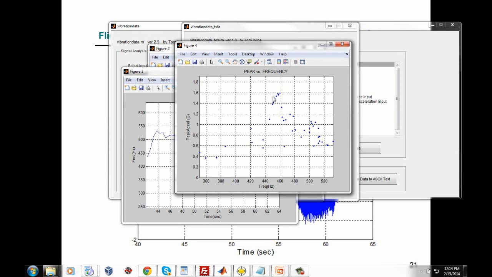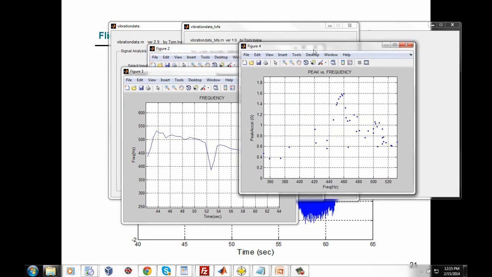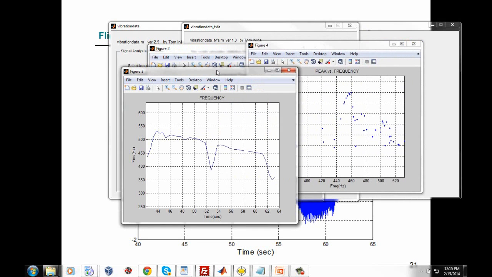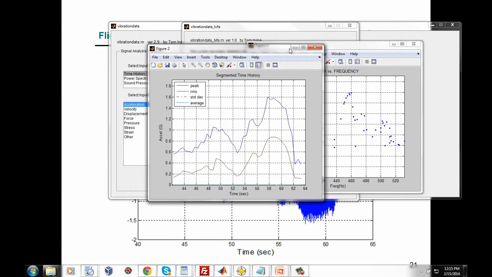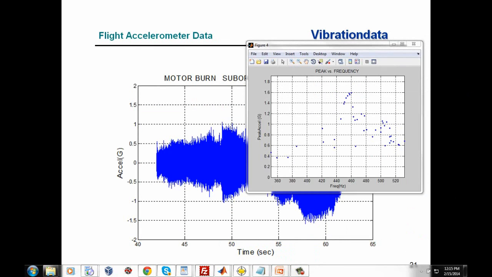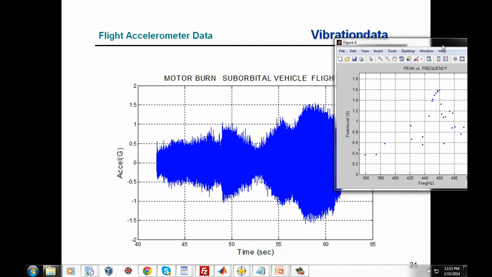So how come these markers are not just lining up on a horizontal line? Well, something is going on, and we're not exactly sure what it is, but I have two plausible theories, and either one or both may be correct. Well, let's go back and just take a look at our time history here.